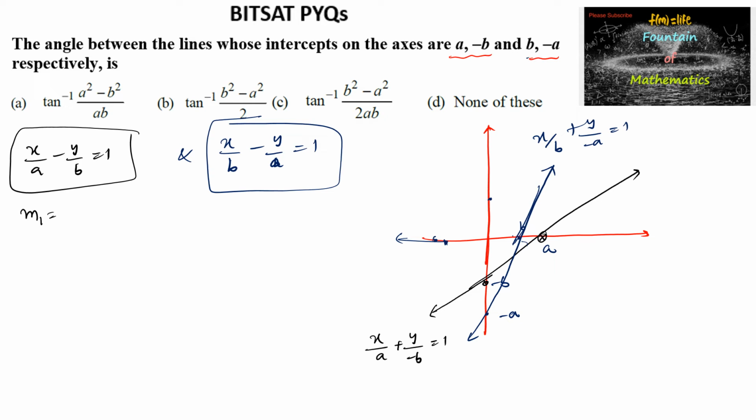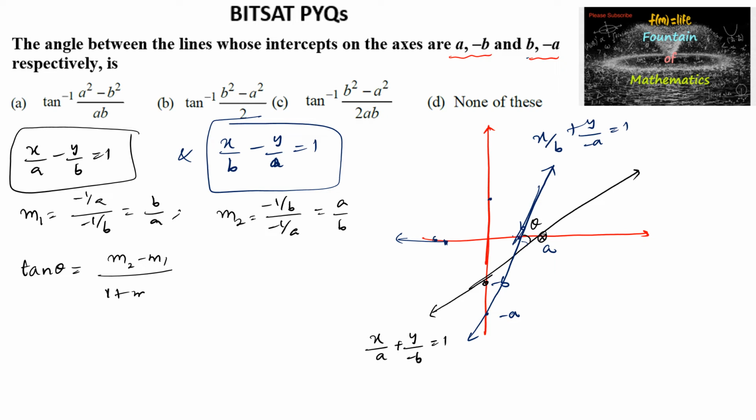Here the first slope is nothing but minus a by b, that is minus 1 upon a divided by minus 1 by b, which is b upon a. And the second slope we can write 1 upon minus a by b, that is minus 1 by b upon negative 1 upon a, which is a upon b. So the two slopes are b upon a and a upon b, and we know that if theta is the angle between the two lines, then tan theta is equal to m2 minus m1 upon 1 plus m1 m2.